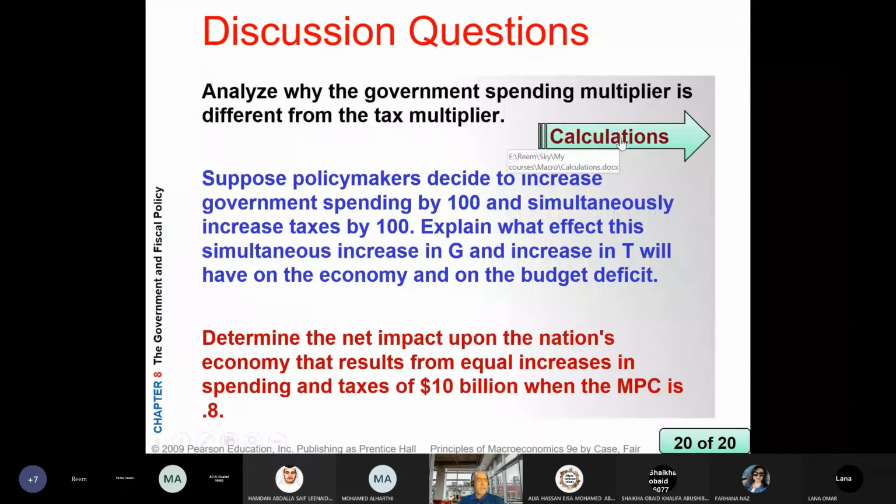So I prefer to go to calculation first before I come back to essay questions. Let me go to calculation.